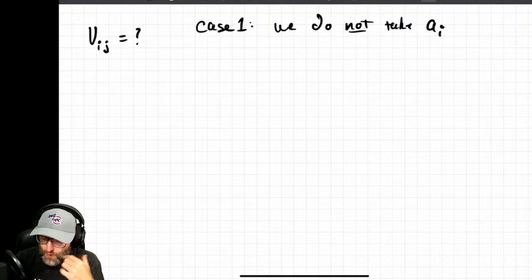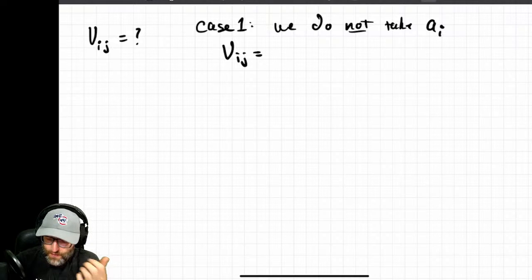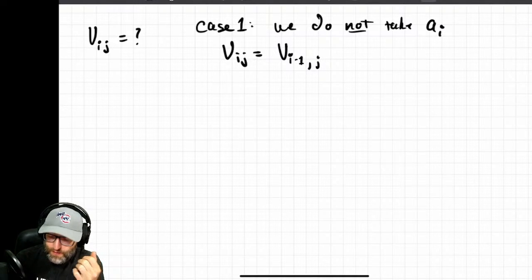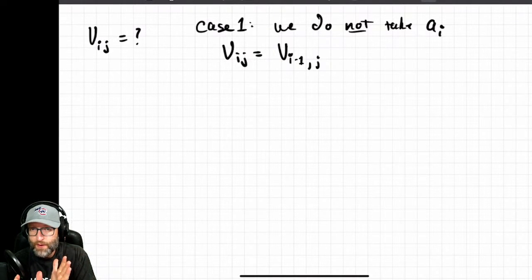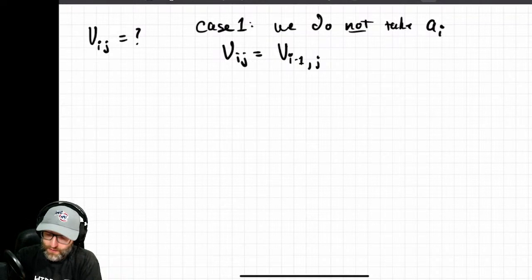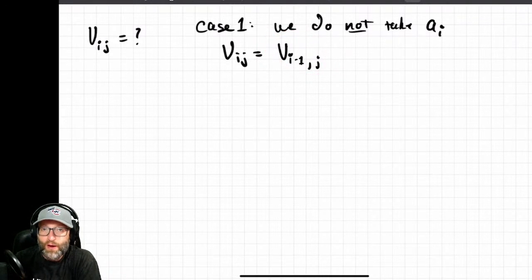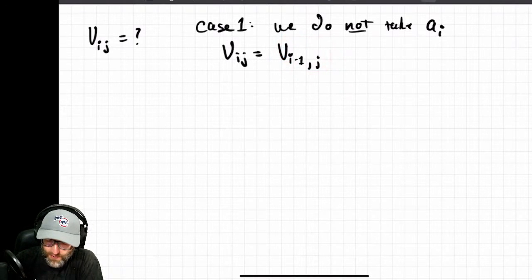Well, if we don't take a sub i, then what is the value of v sub ij? It's simply the value of v sub i minus 1, j. If we're not going to take the element, then nothing happens to our weight capacity. We're basically saying, forget about a sub i. What about everything that came before it, a1 through i minus 1? What is the optimal value of that sub-solution? We don't have a way to compute that yet, but we have at least a way to express that.